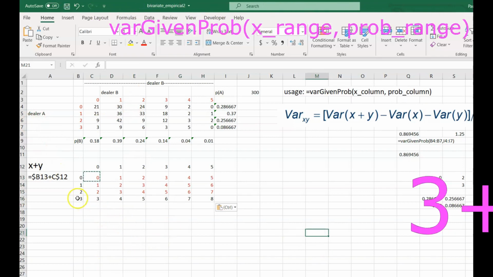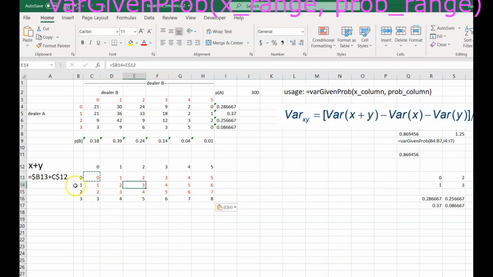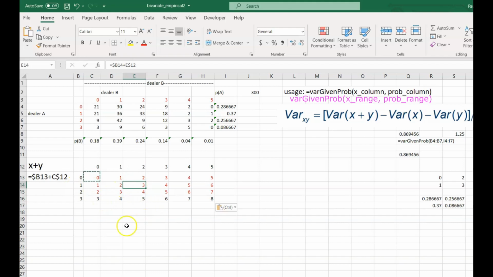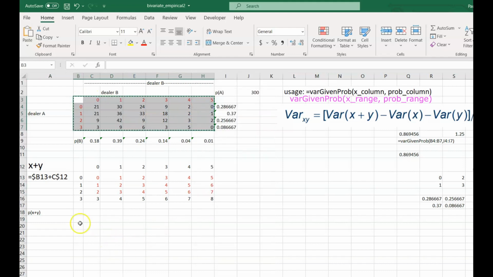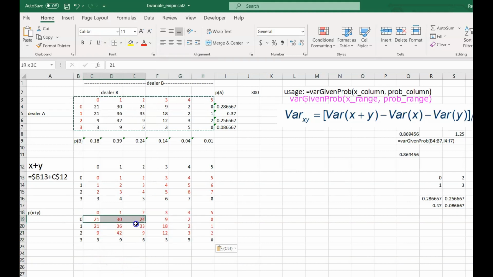We can randomly check. So this is 3 and this is 5, so 3 plus 5 is 8. We randomly pick up this number: 1 plus 2, then it's 3. Okay, so this is P of x plus y. So let's generate the probability. Again, we copy this formula and put it here.